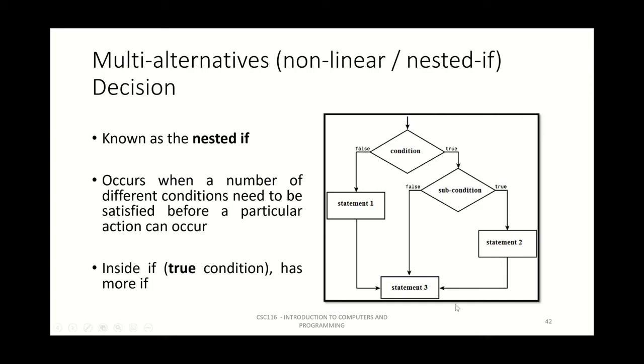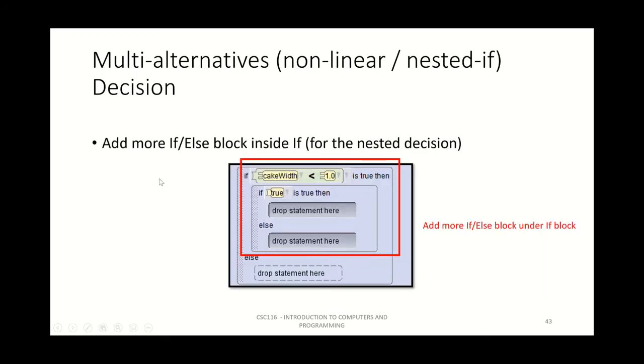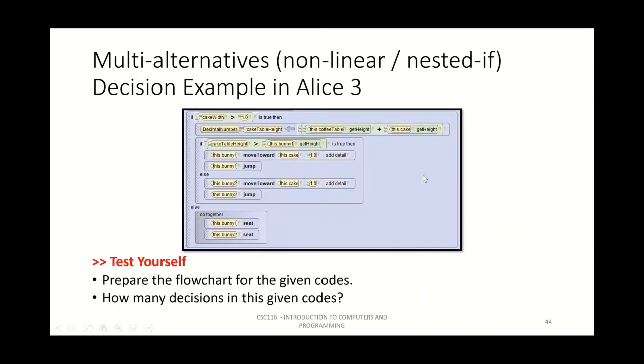So in this example, the diagram shows you the flowchart of the nested if decision. We need to add more if-else blocks inside the if. That's why we call it nested if, nested if inside if. So we need to add another block of if-else. This is the example for multi-alternative, which is the nested if decision.